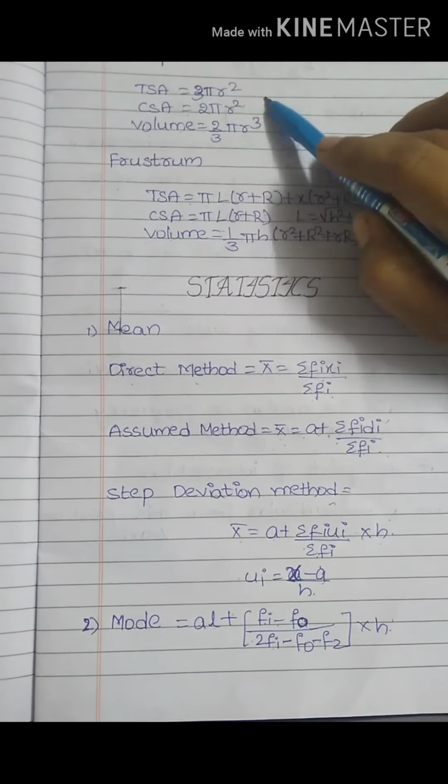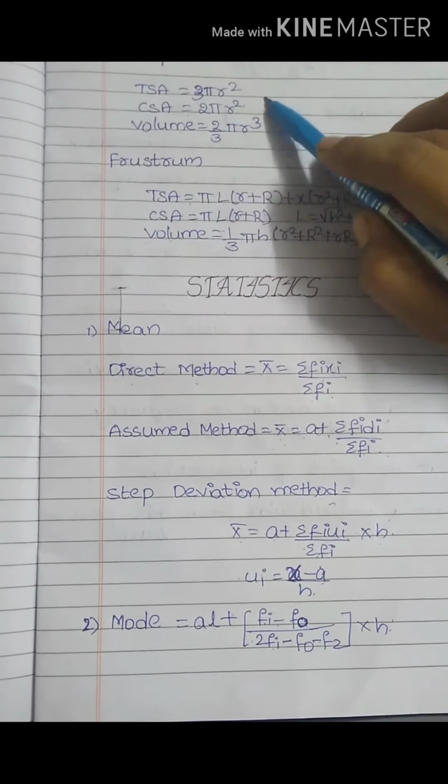Frustum. TSA is equal to pi L into R plus r, plus pi R square plus pi r square. CSA is equal to pi L into R plus r, where L is equal to root of H square plus R minus r whole square. Volume is equal to 1 by 3 pi H into R square plus r square plus small r into capital R.